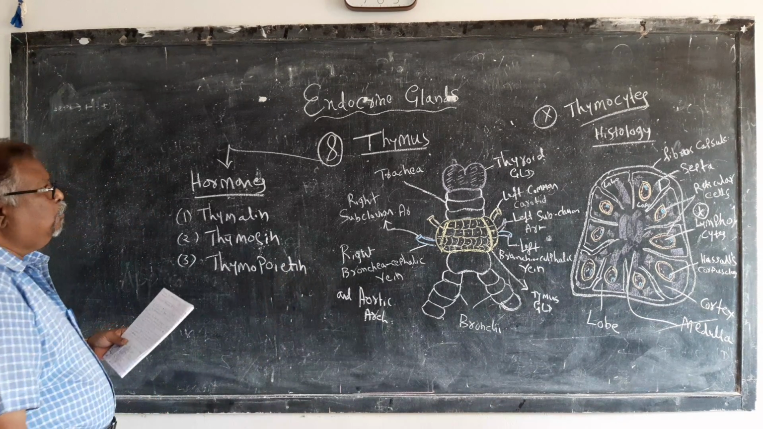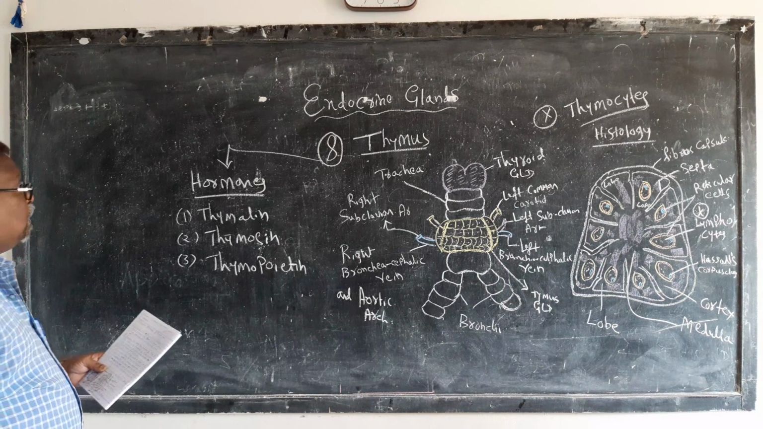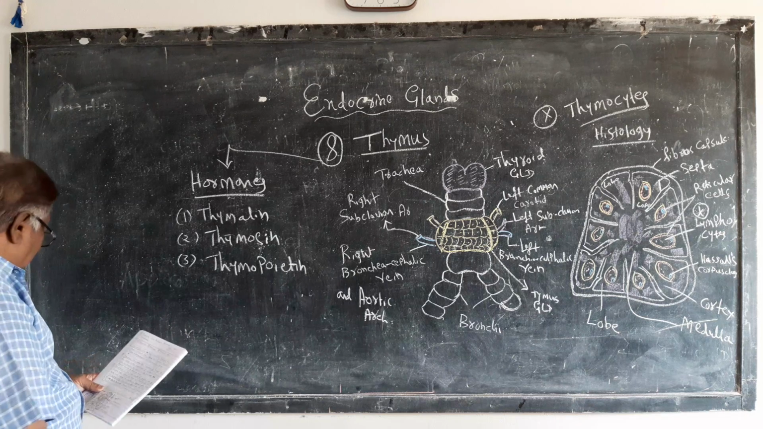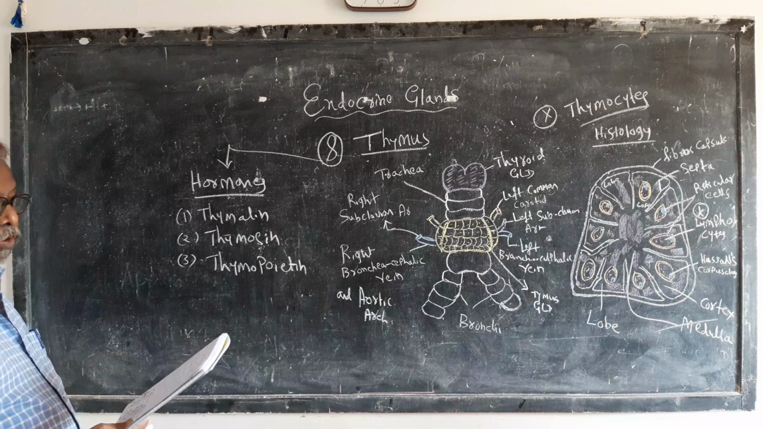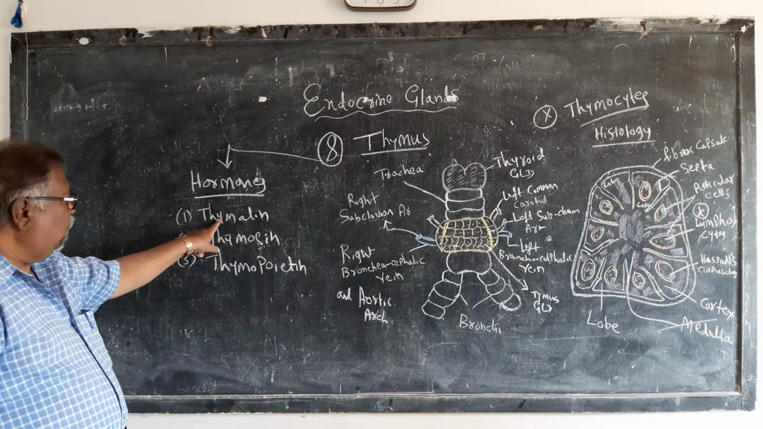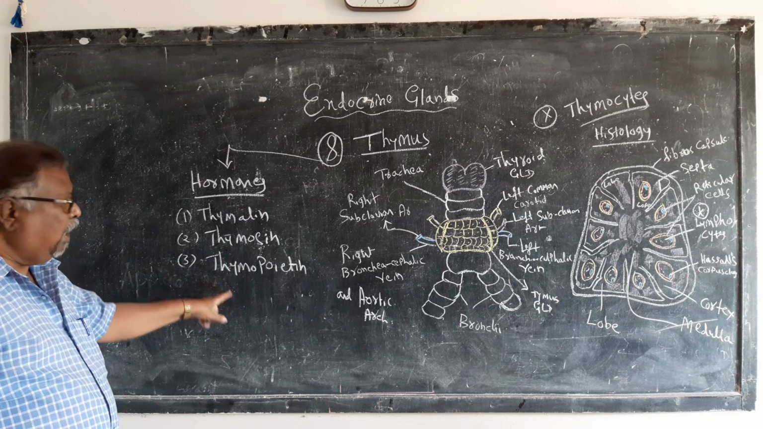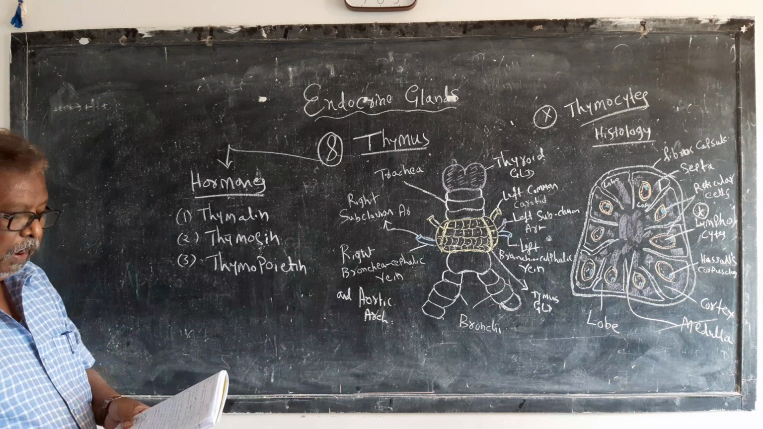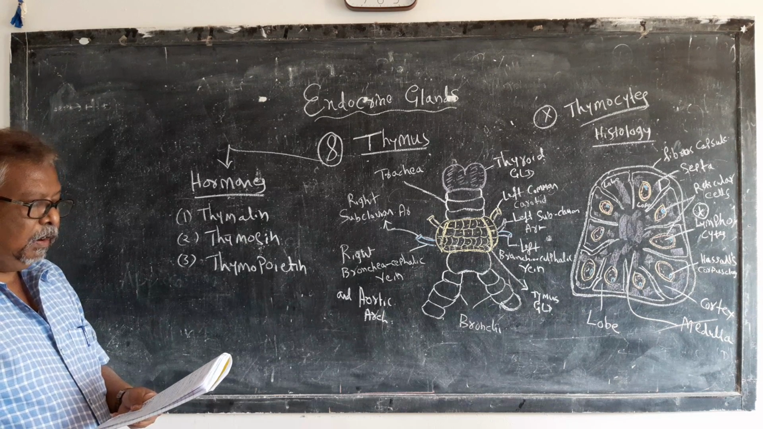So these are the hormones produced by the thymus gland. The thymus gland produces three hormones. They are called thymolin, thymosin, and thymopoietin. So these are the three hormones.